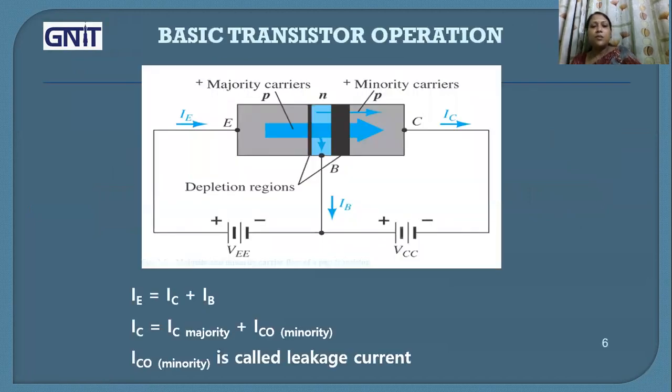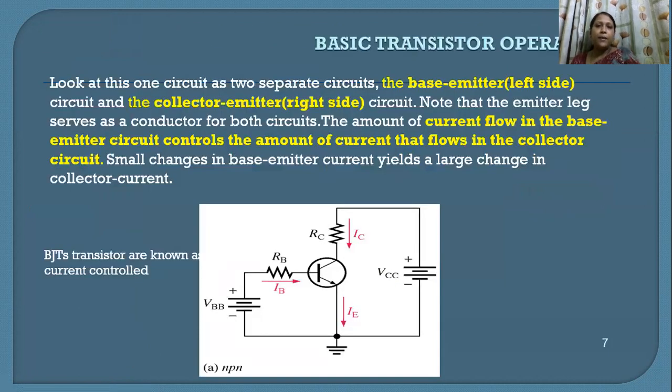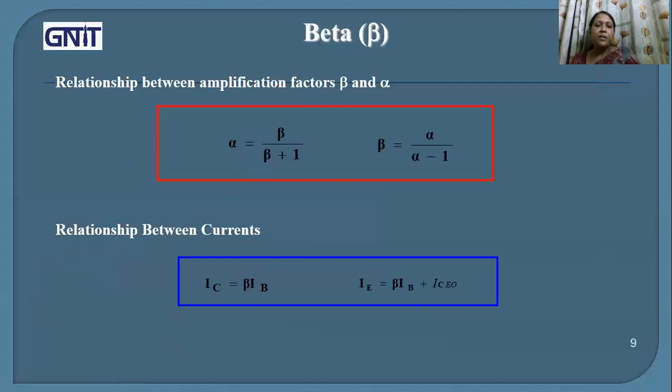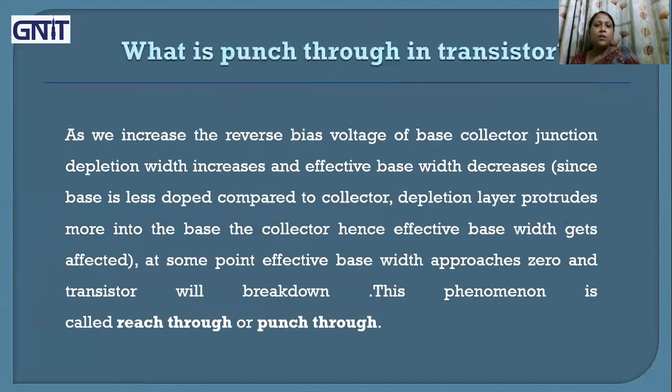Now the basic transistor operation, as already mentioned in the earlier lecture, that IE equals IC plus IB. And beta equals IC by IB, alpha equals IC by IE. So we know alpha equals beta by 1 plus beta and beta equals alpha by 1 minus alpha. So now, what is punch through voltage?